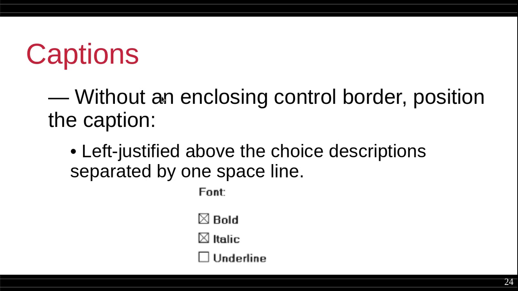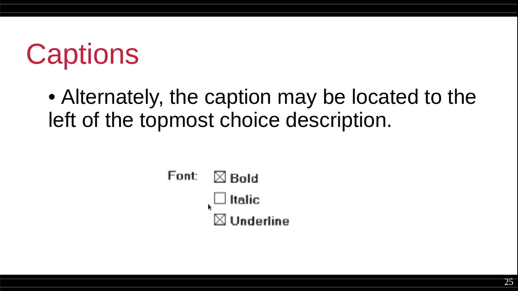Without an enclosing control border, position the caption left justified above the choice description separated by one space. Here we can see there is no border, but the check boxes and the caption are separated by one space line. Alternately, the caption may be located to the left of the topmost choice description.